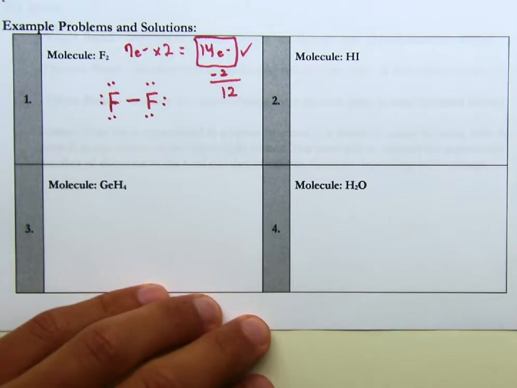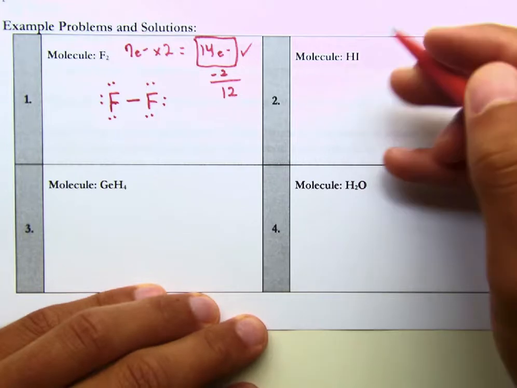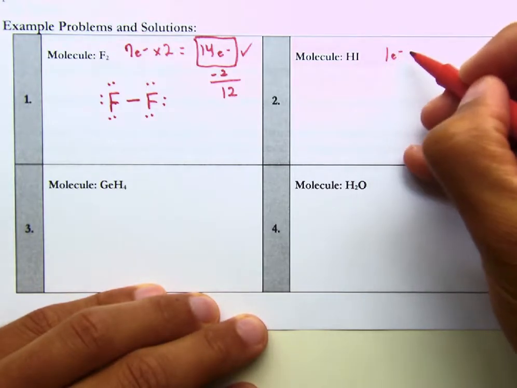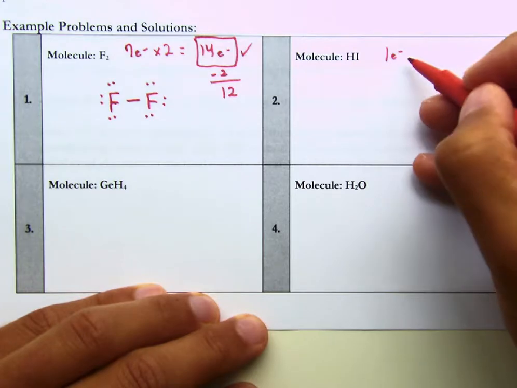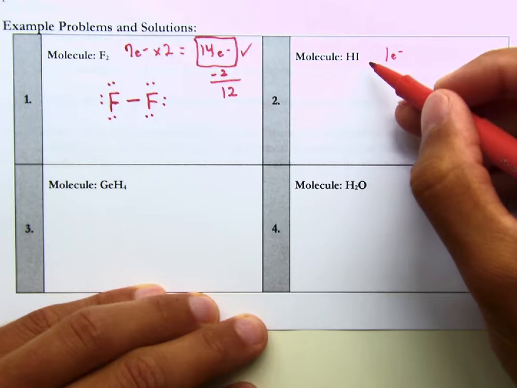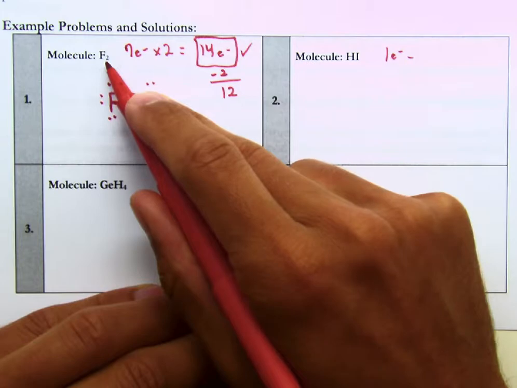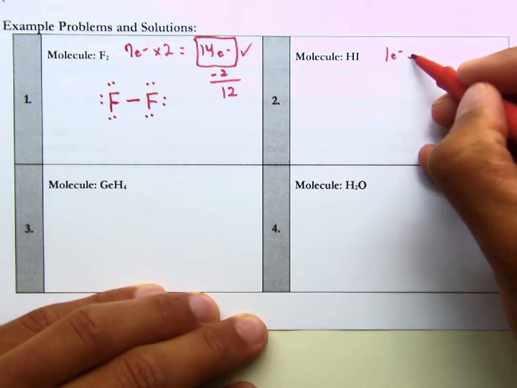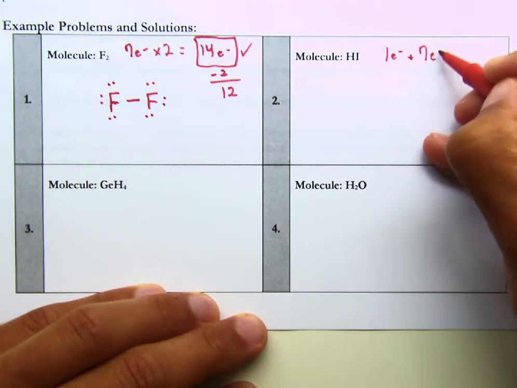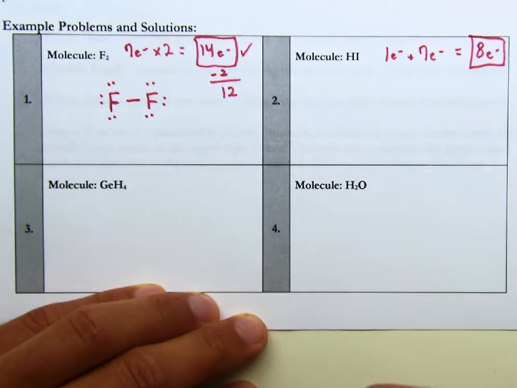Next question. HI. Hydrogen is in column 1 on the periodic table, so it has 1 electron. Iodine is in column 7A of the periodic table. It's the second from the right column, 7A. It's actually just a couple elements, 2 elements down from fluorine. This has 7 electrons. So 1 plus 7 is 8 total valence electrons. And there's just 1 of each, so that's it.